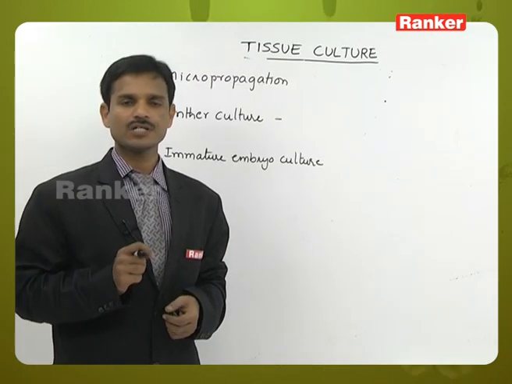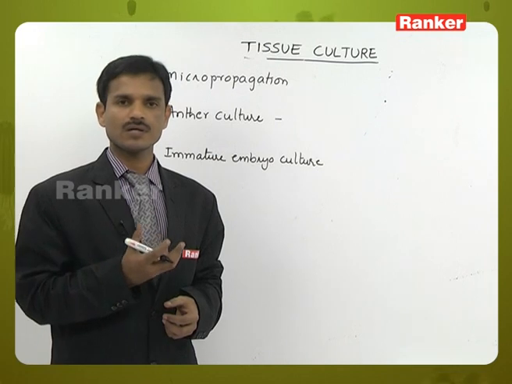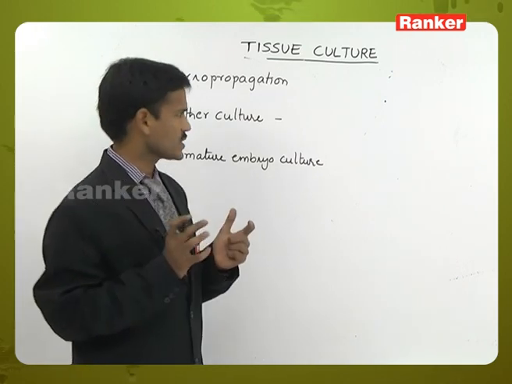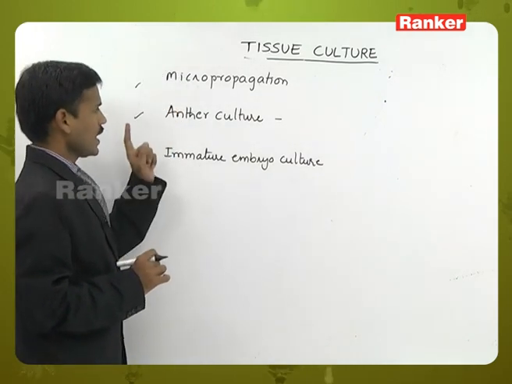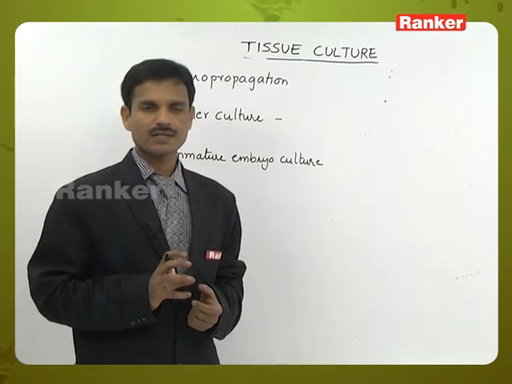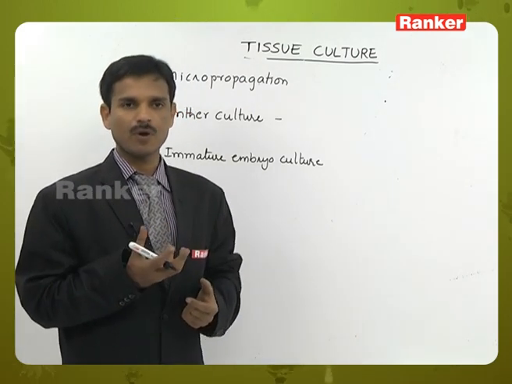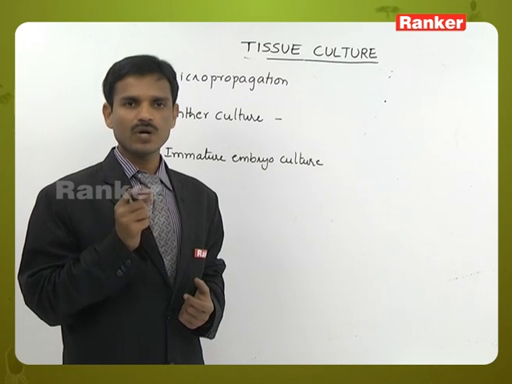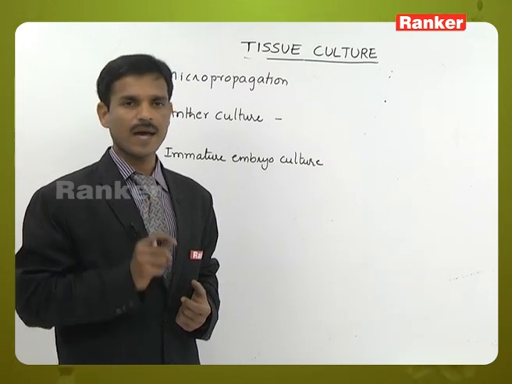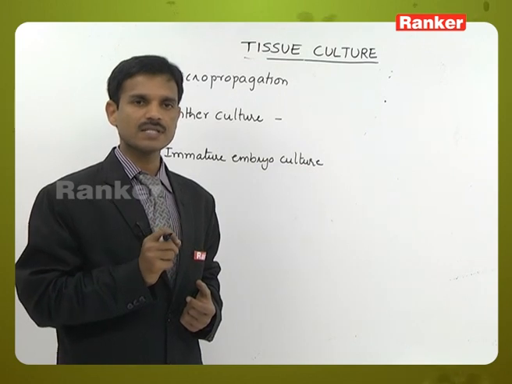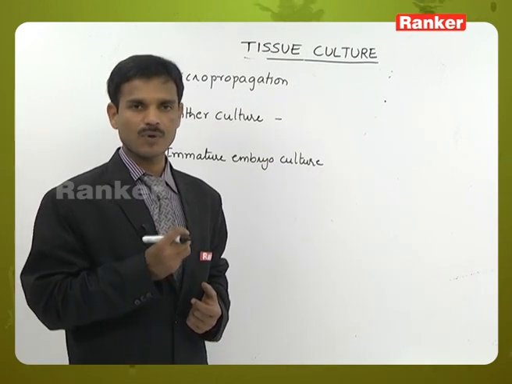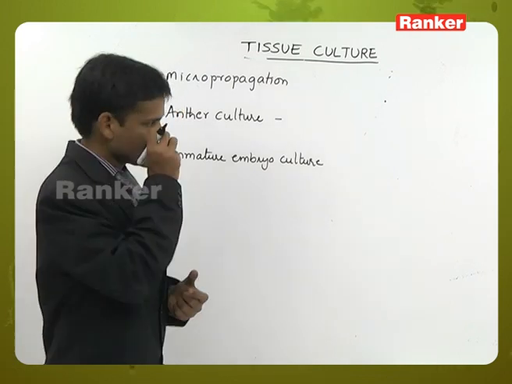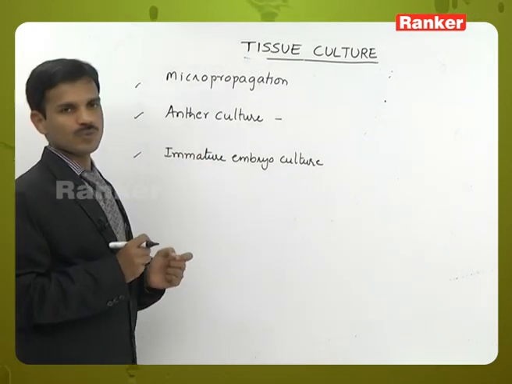By using tissue culture technique, we can produce the required plants in large quantities within a short period, in limited space. It is micropropagation. And we can produce haploid plants. What is haploidy? Ploidy is the number of sets. If one cell has only one set of chromosomes, that is haploid. If two sets are present, that is diploid. If three sets are present, that is triploid. Haploid is nothing but a single set of chromosomes.